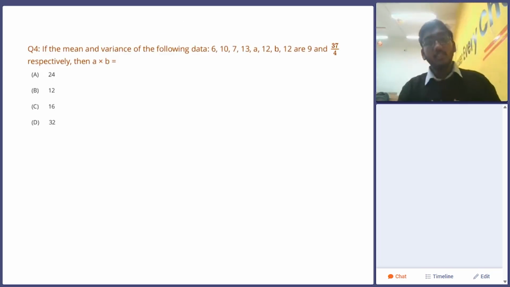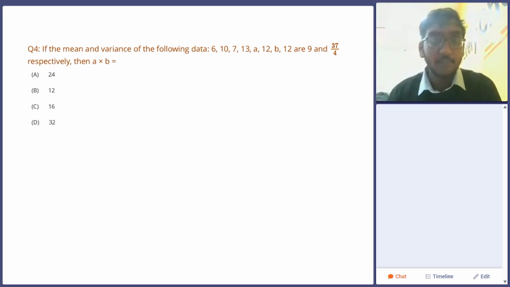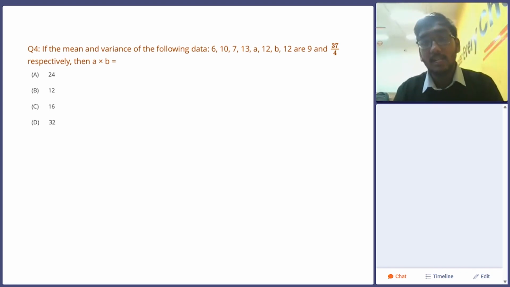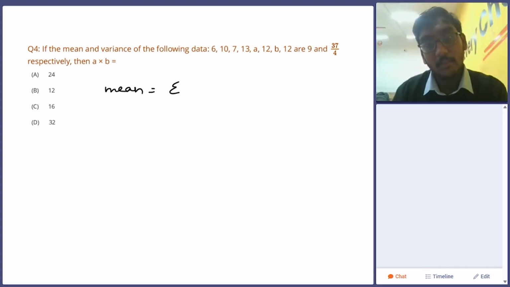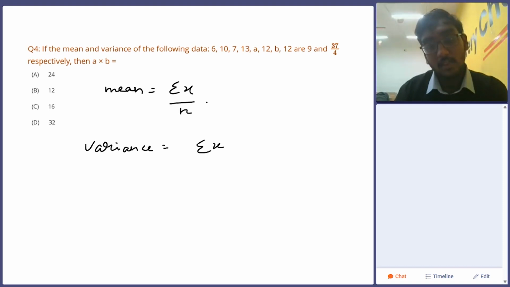Yes. So in this question, actually it's from statistics. Okay. They have given the mean and variance of some data. It has totally how many entries? 8 entries are there. The mean is known to be 9 and the variance is known to be 37 upon 4. Okay. Right. So what is mean? Mean is actually sigma x upon n, right? And what about variance? Variance is sigma x square upon n minus mean square.